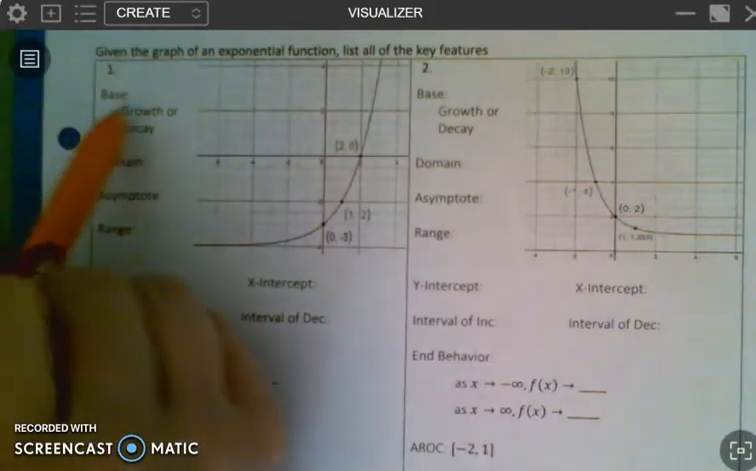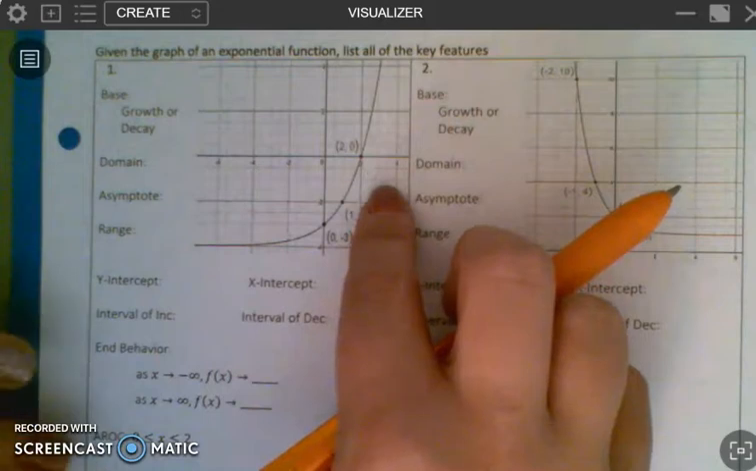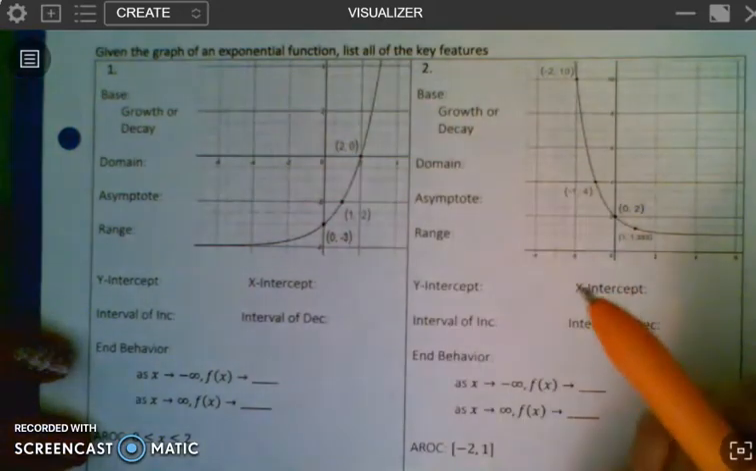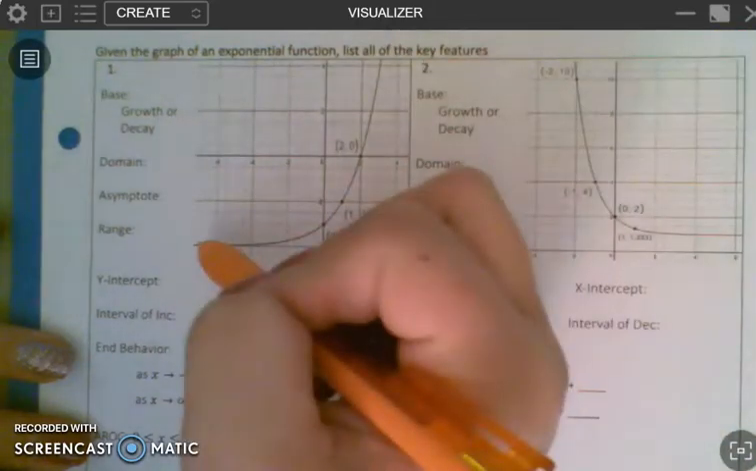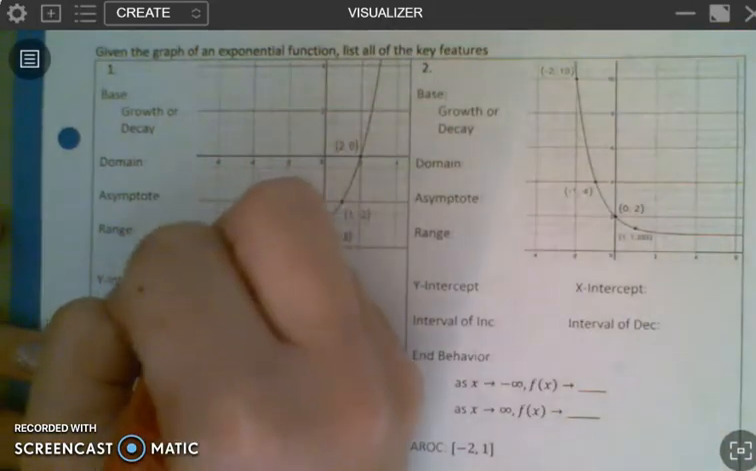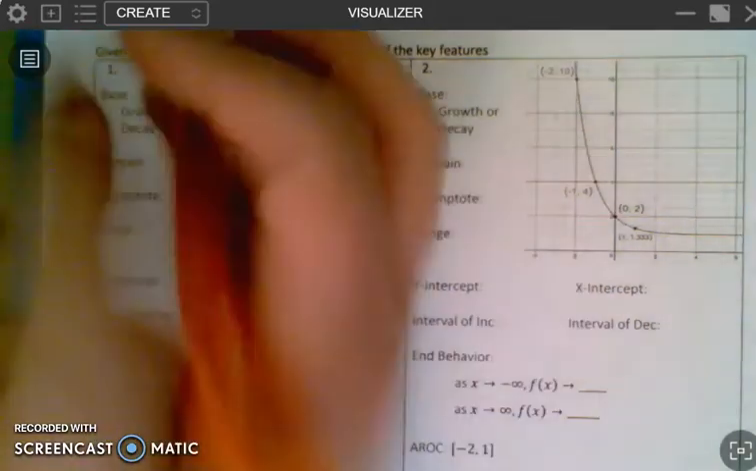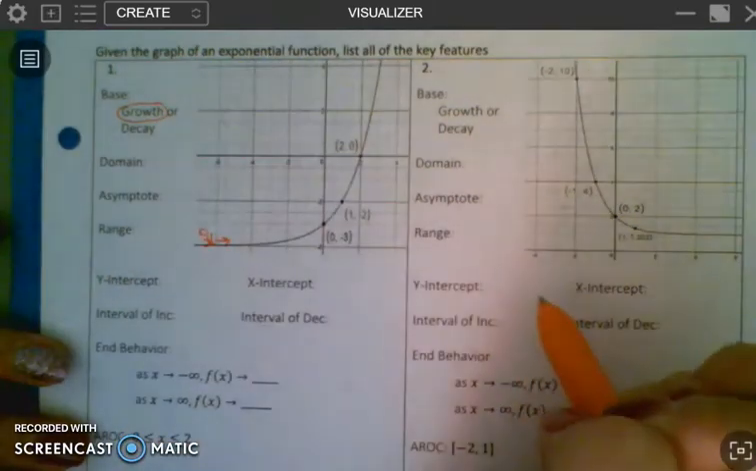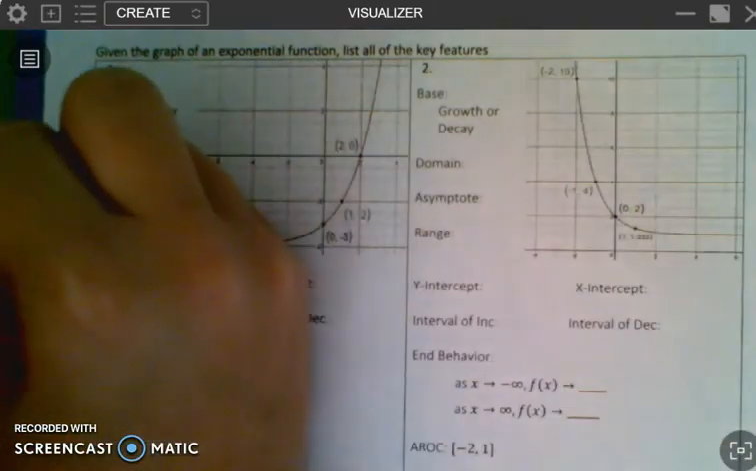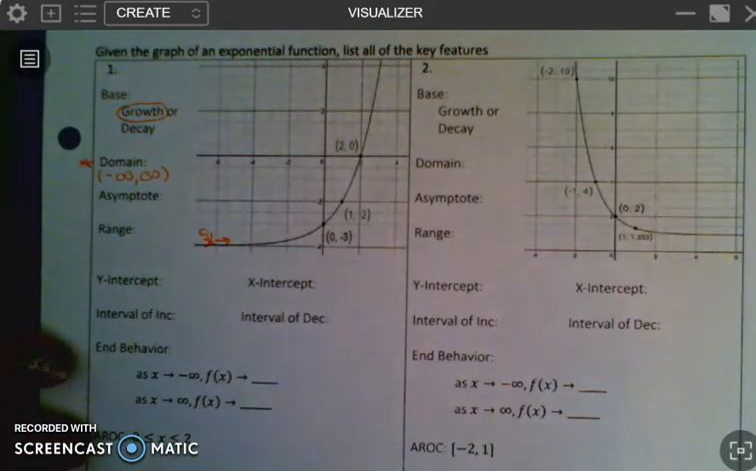So based on the base, which we don't have the function written for this graph, which is okay, the base is going to tell us growth or decay. In this case, we're looking at the graph and thinking, okay, if I'm a little person walking on this, I'm going to walk uphill, so it's growth. We already said the domain is left and right, and this graph goes left and right forever, so it's going to stay the same. Negative infinity to positive infinity.